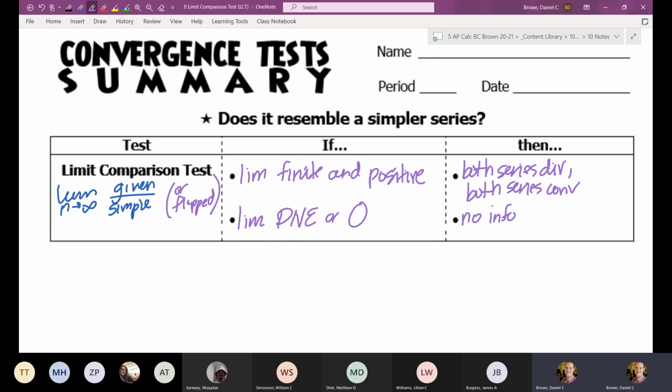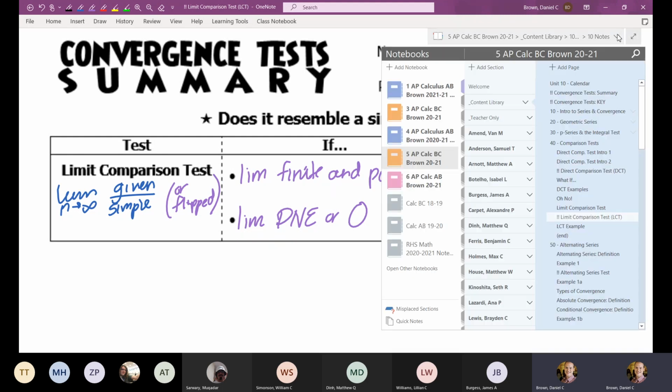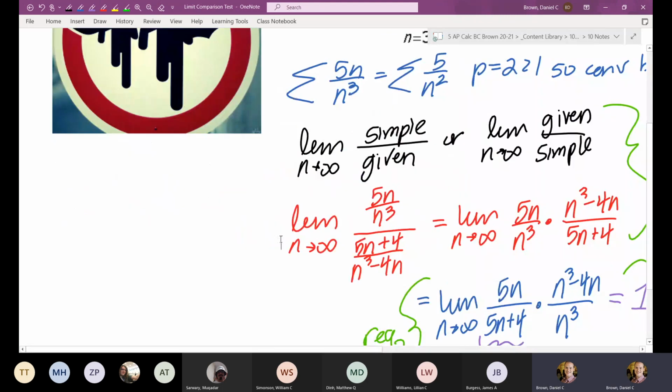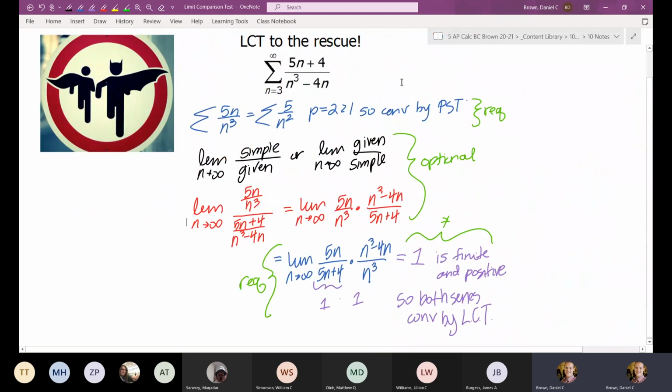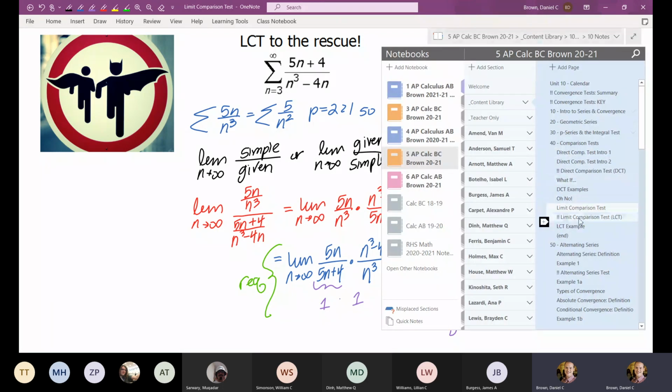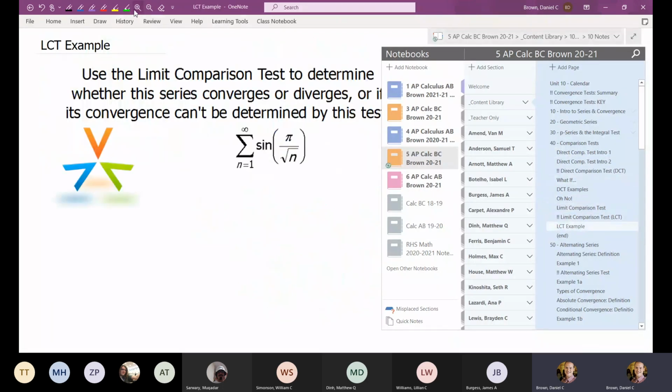How do you know if it diverges or converges? You would base it off whatever the simpler series does. They would both do the same thing. All right, yeah. So like this one that we did, using the limit comparison test, I knew that the original series would converge because the simpler one converged as well.